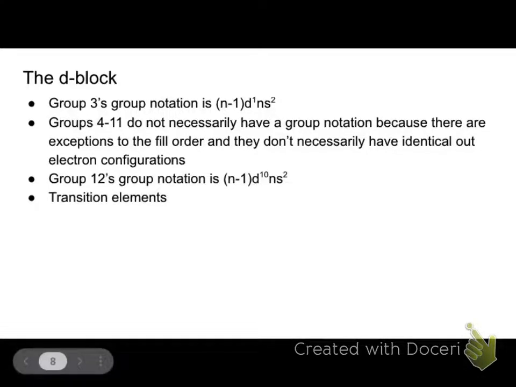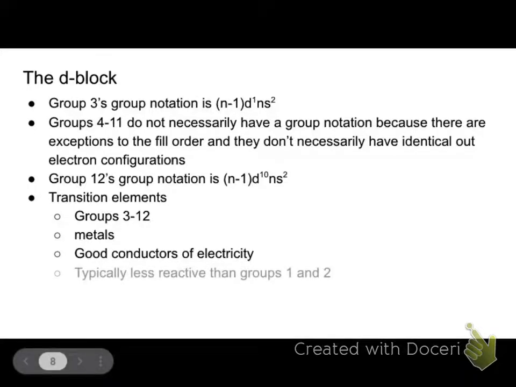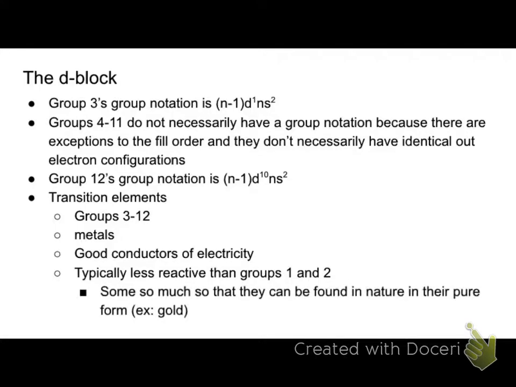These elements that are in the D block are called the transition elements, so groups 3 through 12, all of them are the transition elements. They are all metal, which means they're good conductors of electricity, and have all the other properties that go along with metals. They are typically less reactive than the elements of groups 1 and 2. In fact, some of them are so unreactive that you can actually find them in their pure state in nature, like gold.